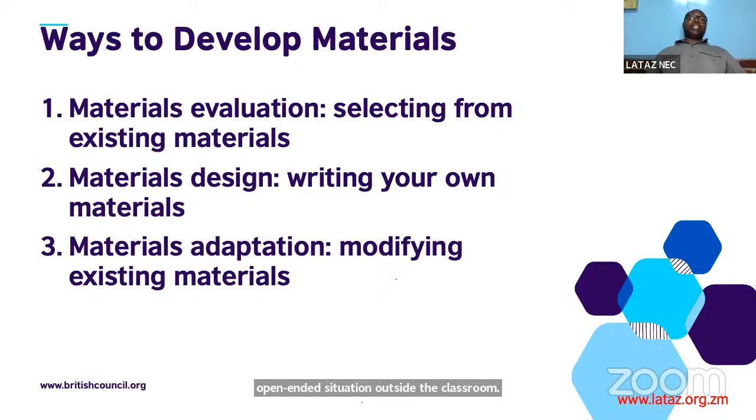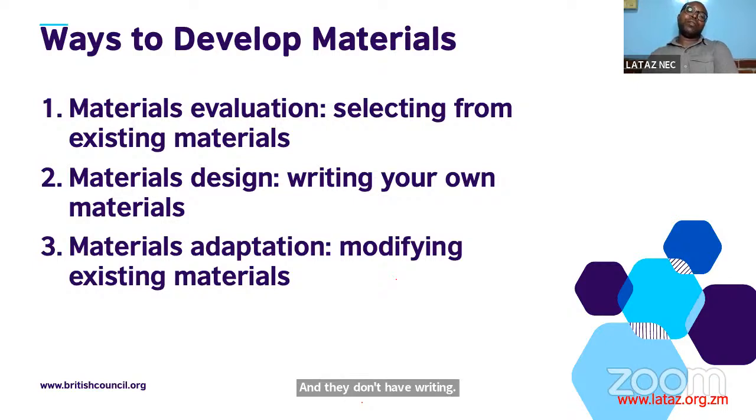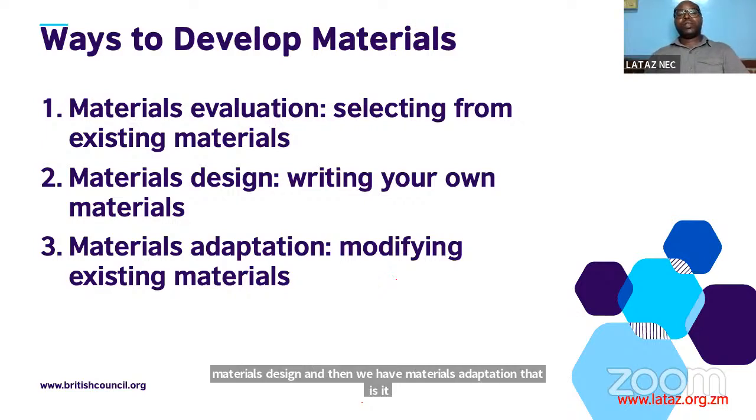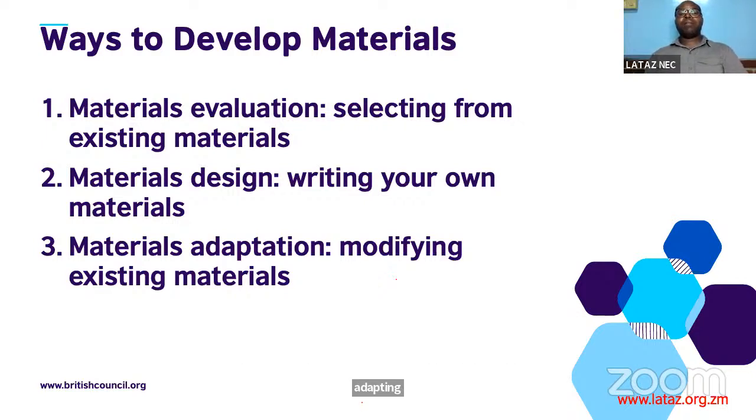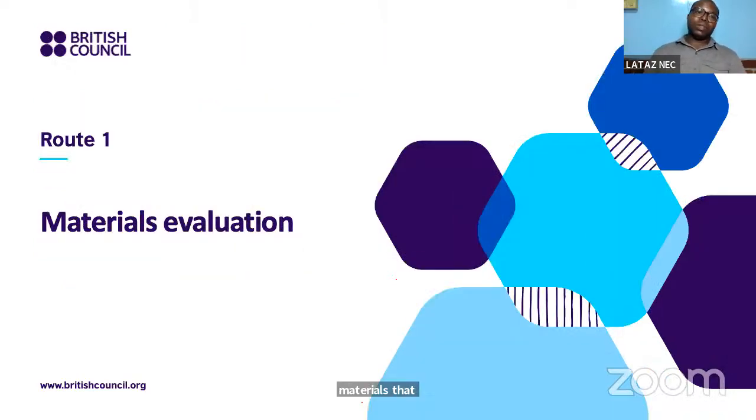Ways of developing materials. So we have 3 ways. Evaluation, which involves selection of existing materials. Which ones do you want to use? And then we have writing or materials design. And then we have materials adaptation. That is adapting materials that are existing. So let's start with route one, evaluation.